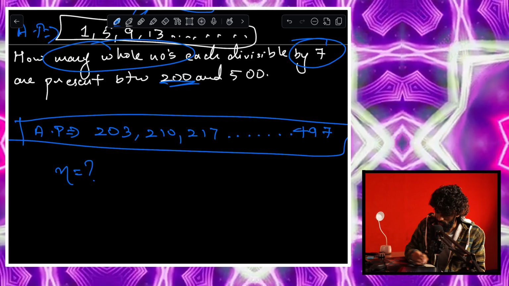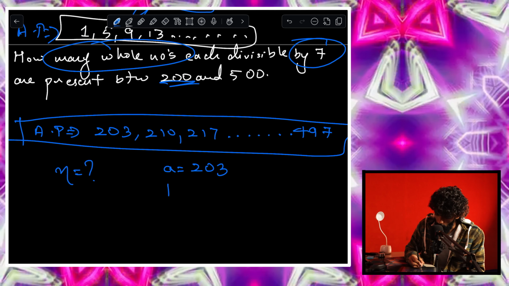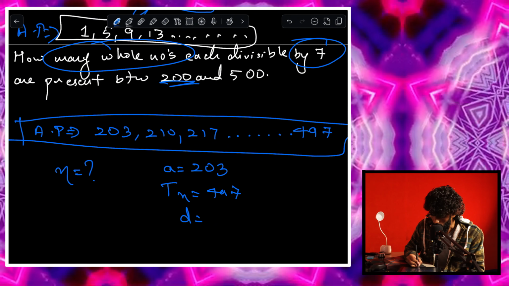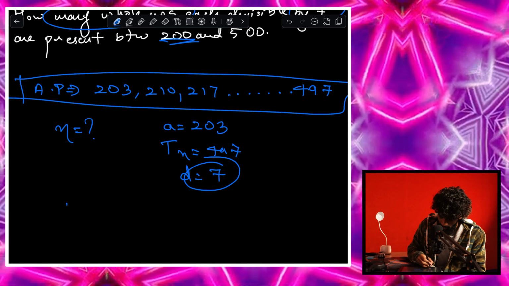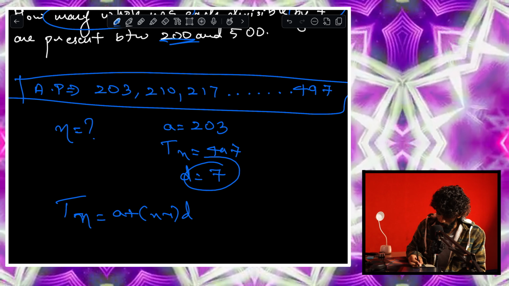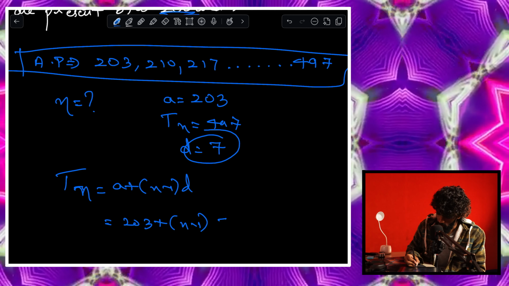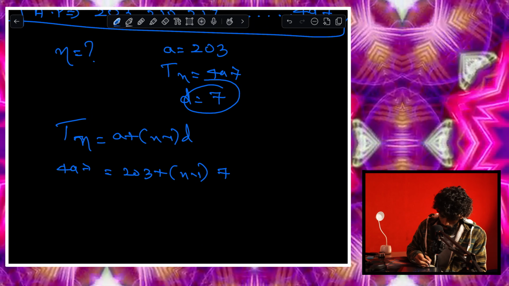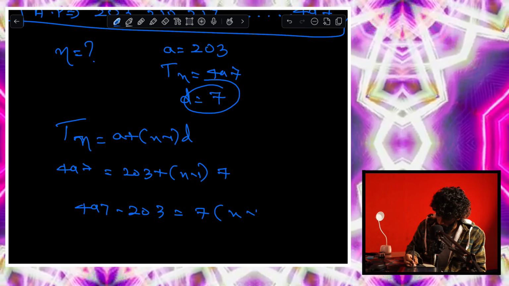In the sequence which I formed right now, can I find the value of a? Yes, 203. The value of Tn? Yes, 497. What's the difference? Need not even count, because the value 7 is given to me here. A is given, Tn is given, d is given. Can I find n? Yes. So Tn will be equal to a plus n minus 1 times d. a's value is 203 plus n minus 1 as it is. d's value is 7. Tn's value I know, which is 497. So do that math. 497 minus 203 will be equal to 7 into n minus 1.